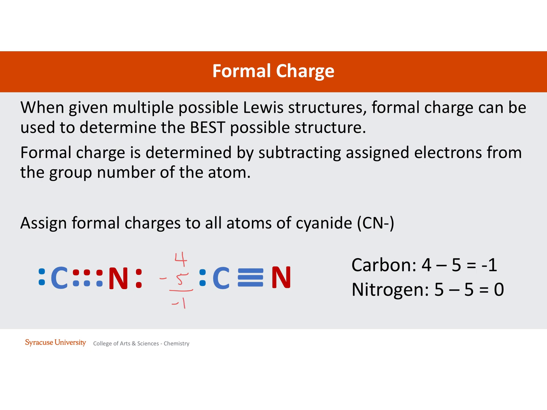Nitrogen, and I dropped the lone pair here. Nitrogen is group 5. And I'm going to count the electrons assigned to nitrogen, right? 1, 2, 3, 4, 5. So 5 minus 5. Nitrogen is neutral.